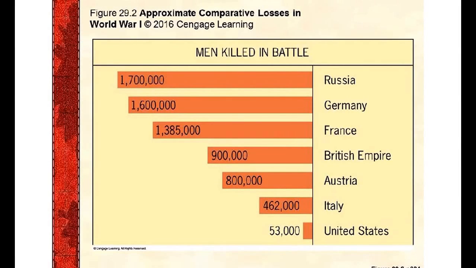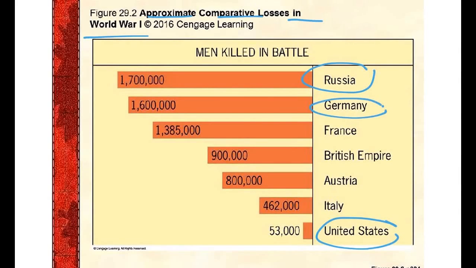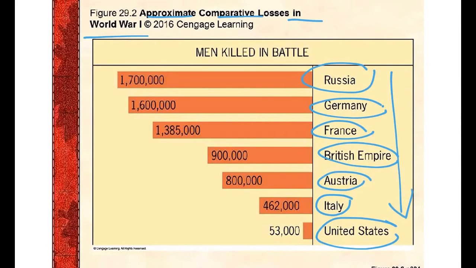This figure shows the approximate comparative losses of all the countries in World War I. You can see, by far, Russia exceeded men killed in battle. The United States had the least amount killed in battle because they entered the war so late. And then you can see Russia, followed by Germany and France and Britain and Austria and Italy, as the numbers declined for each country.